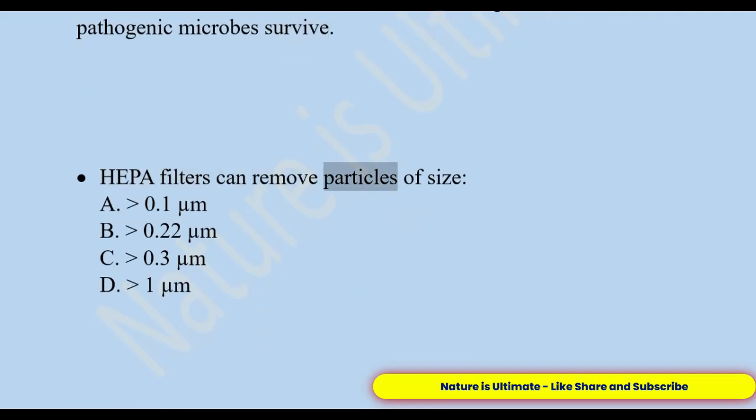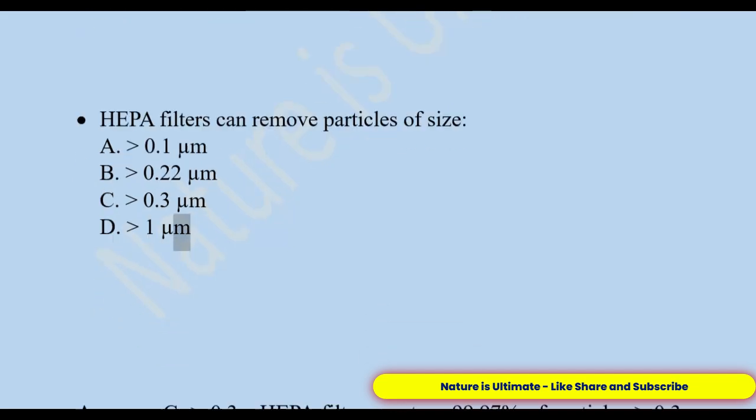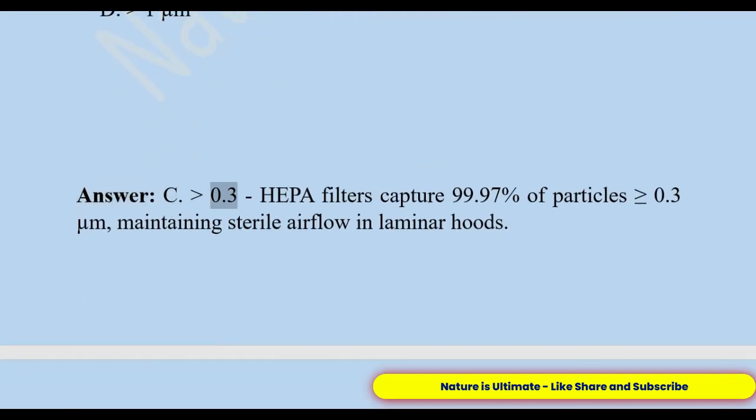HEPA filters can remove particles of size A. 0.1 µm. B. 0.22 µm. C. 0.3 µm. D. 1 µm. Answer: C. 0.3 µm. HEPA filters capture 99.97% of particles greater than or equal to 0.3 µm, maintaining sterile airflow in laminar hoods.